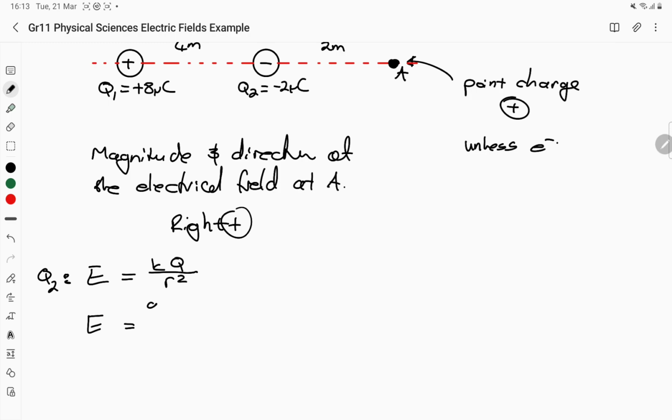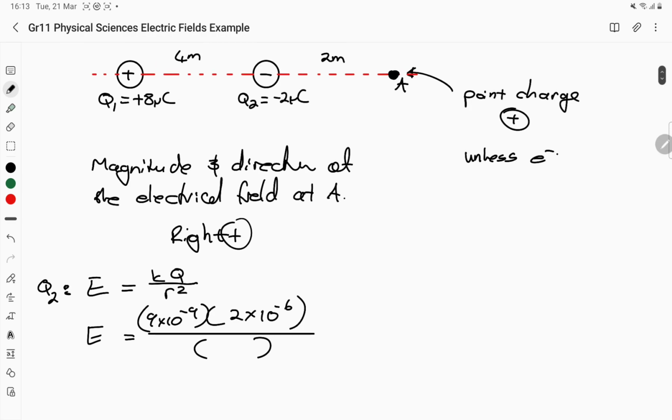E is equal to 9 times 10 to the 9, and the charge of that Q2 is negative 2 microcoulombs. So you see that negative? We don't care about it. We just leave it as an absolute or just a positive value because we indicate direction at the end. That's the difference between these questions and the rest. And what is the distance between the two? It has to be in meters, so just watch out.